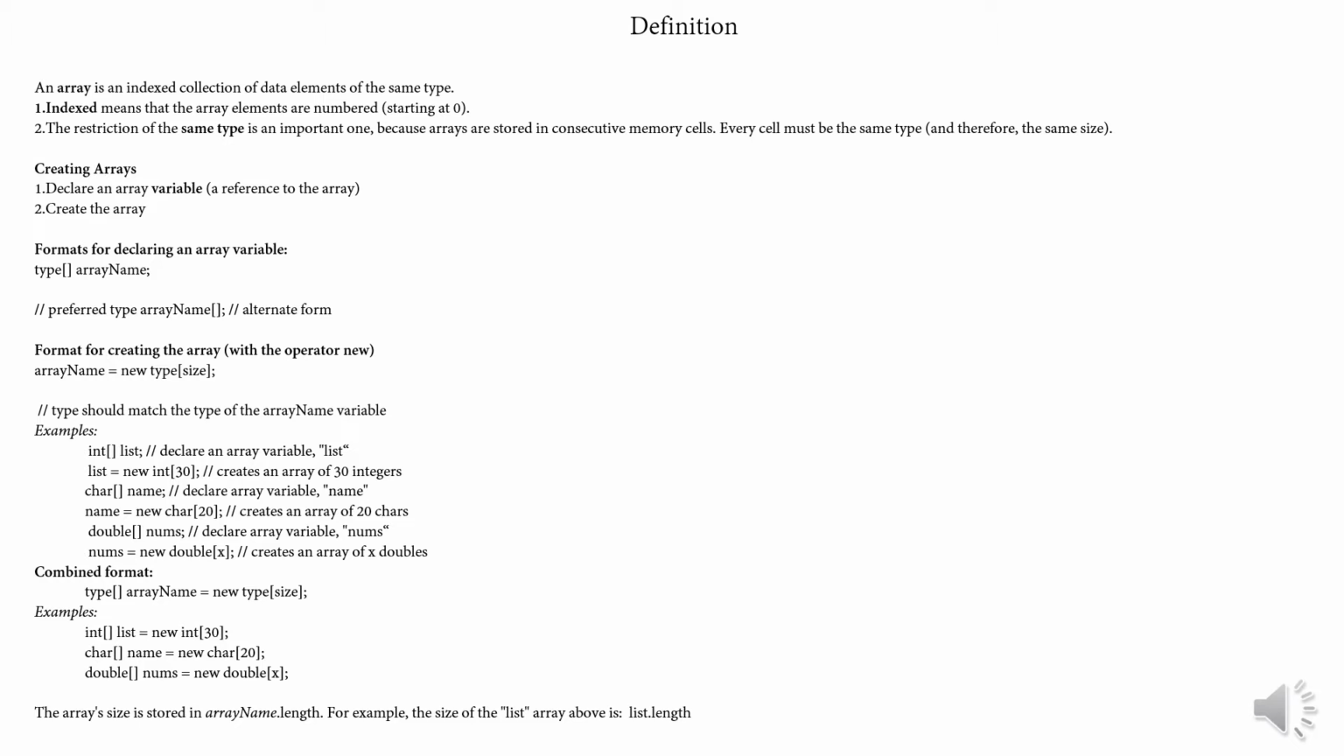Right. Or, for example, the next example is char name. First, we declare this array, char name. So the name of this array is name, and the type of this array is char. Then we will create this array: name equals new char 20. So the type of this array is char, its name is name, and the number of elements in this array is 20, right?